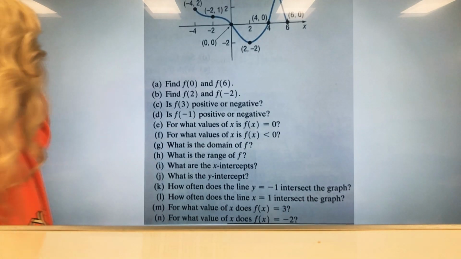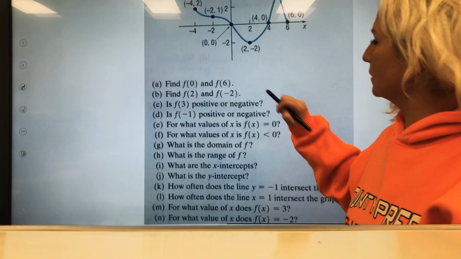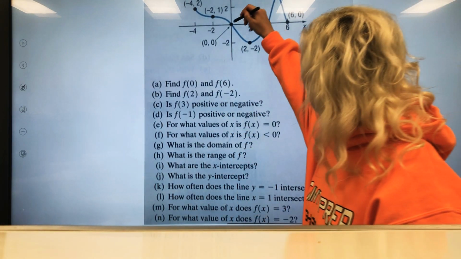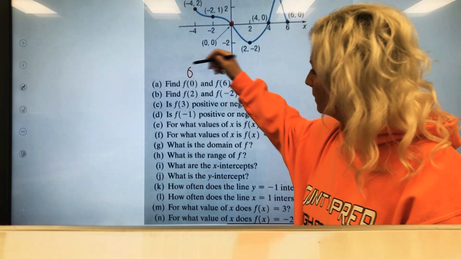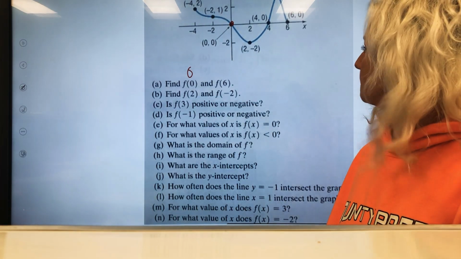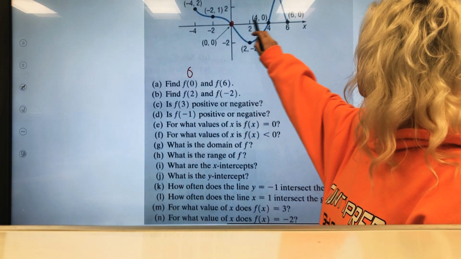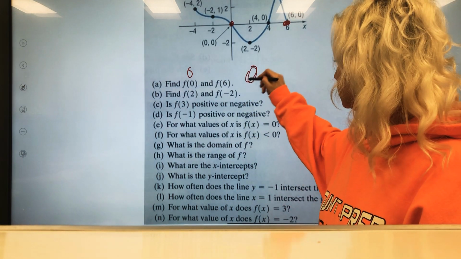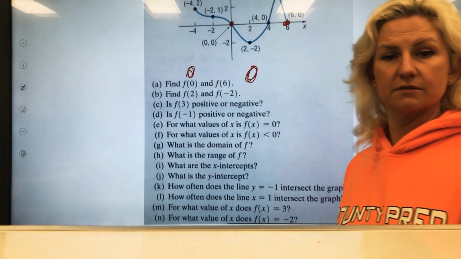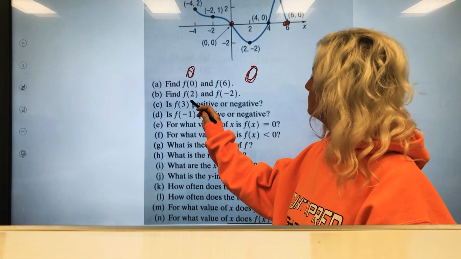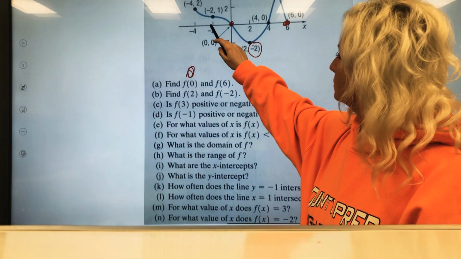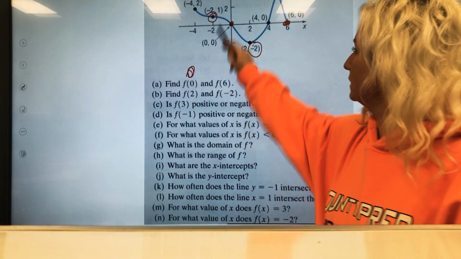All right, and then this one. A, find f of 0 and f of 6. So what is my function when x is 0? That's what that means. So when x is 0, my function is 0. So that's 0. F of 6, well, when x is 6, my function is 0. 0, 0 for this one, right? F of 2 is what? Negative 2. F of negative 2 is 1, right?